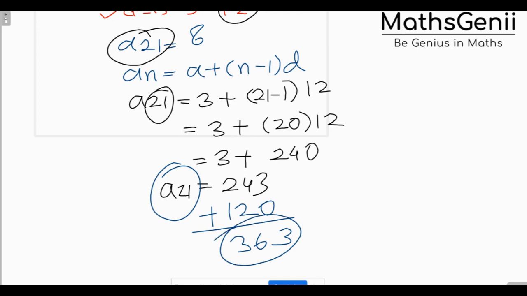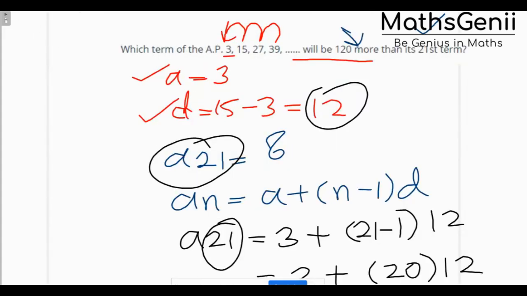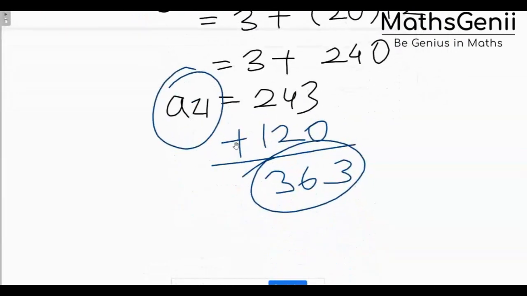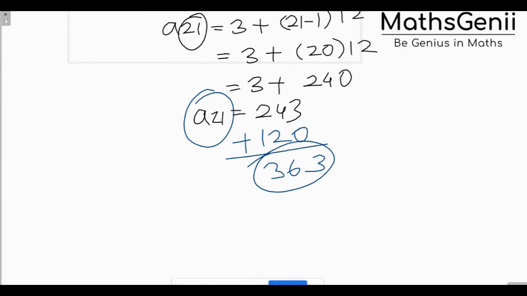Wait, the question does not end here. What do we want to find in the question? Now look at the question carefully. Which term? Which term means n. In the question, we want to find n. For n, we know only one formula. Again, I will write this formula that we know: a plus n minus 1 d.